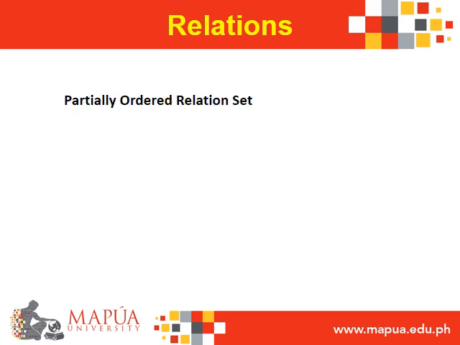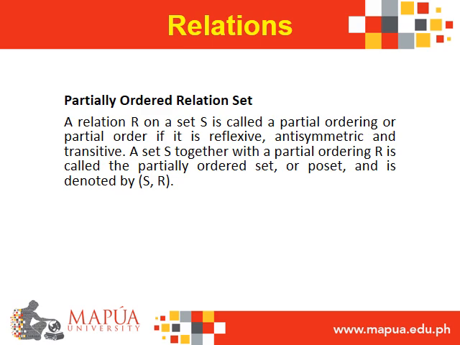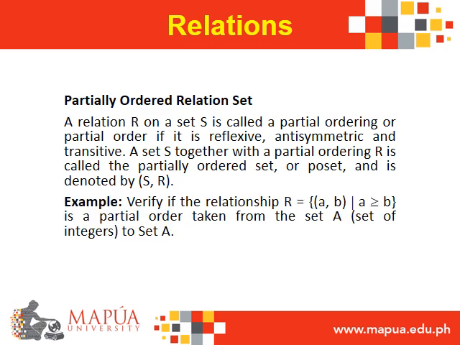Another special relation is known as the partially ordered set. A relation R on a set S is called a partial ordering or partial order if it is reflexive, at the same time antisymmetric, and at the same time transitive. Let's verify if this particular relation from set A, containing the set of integers, to set A is indeed a partially ordered set, or poset.